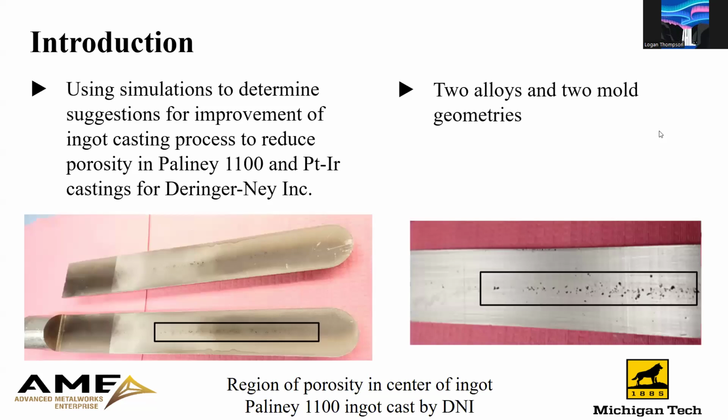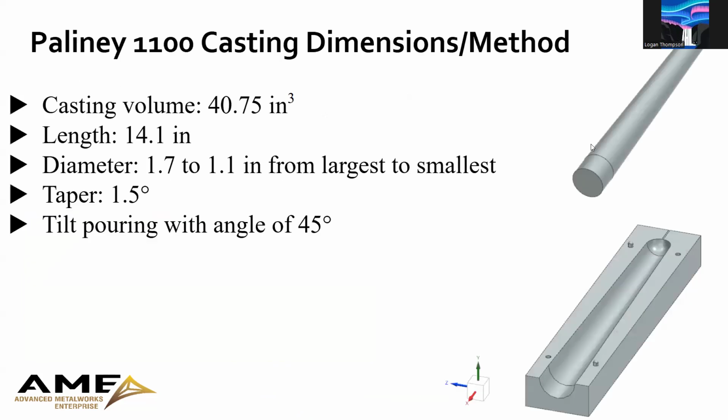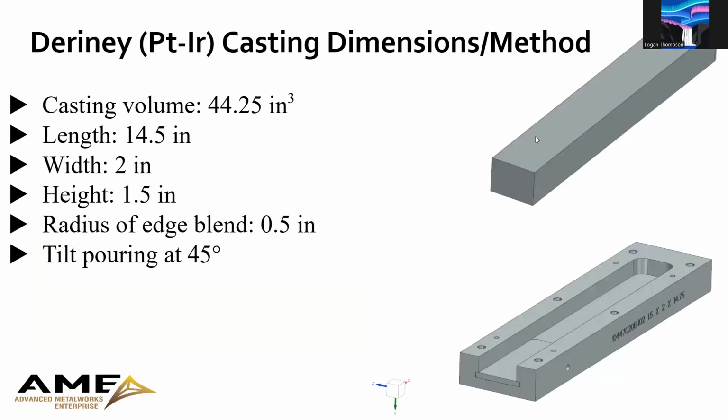So, for an introduction, we're using simulations to determine improvements for Deringer-Ney's ingot casting process to reduce porosity in their Paliney 1100 and platinum iridium castings. Here is what the molds look like for the Paliney 1100 castings. They're the more round shape, and here's what they look like for the platinum iridium ones.